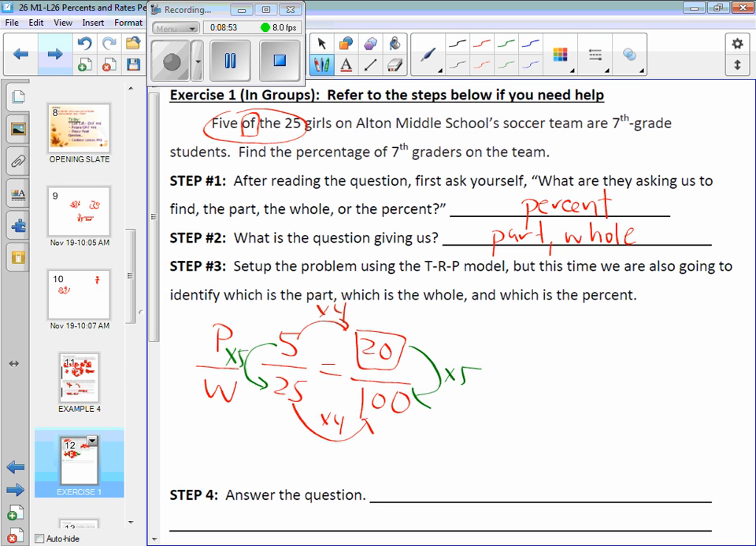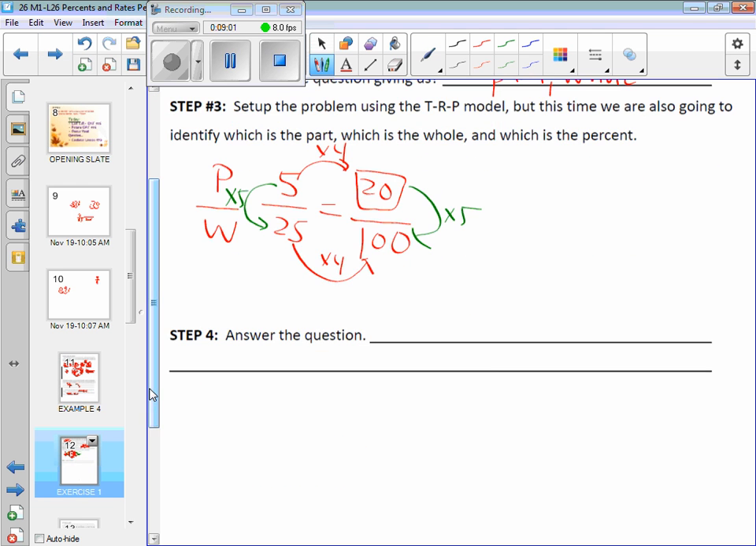And then just answer the question. Got to say to yourself, okay, what did we find? Was it that 20 is what? It's 20%. Is that what they asked? I think the next one's travel, right? Which we're going to do next. So 20% are 7th graders, yes? All right. Gotcha.